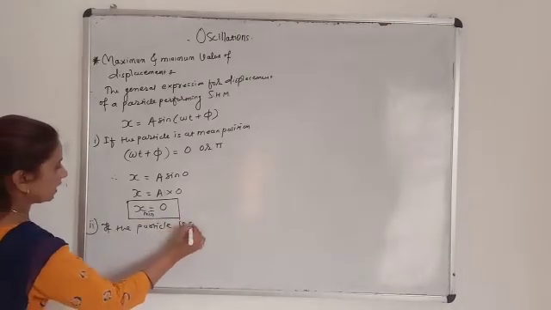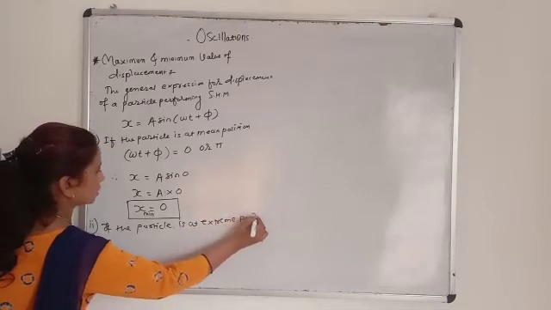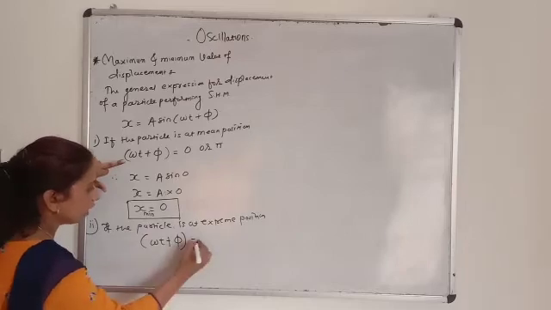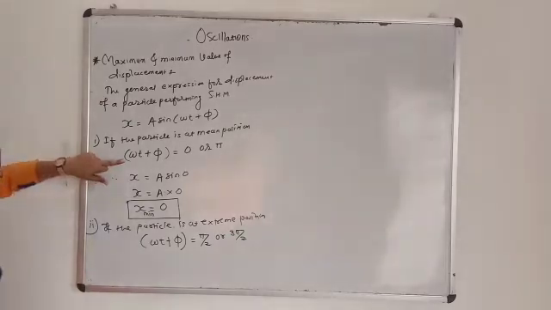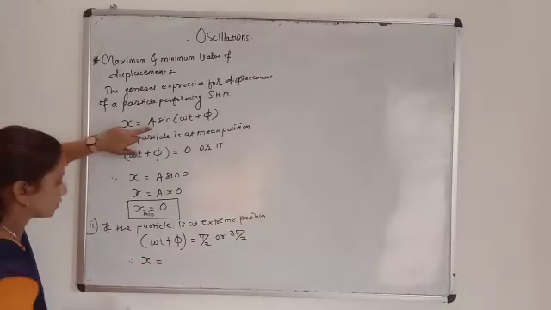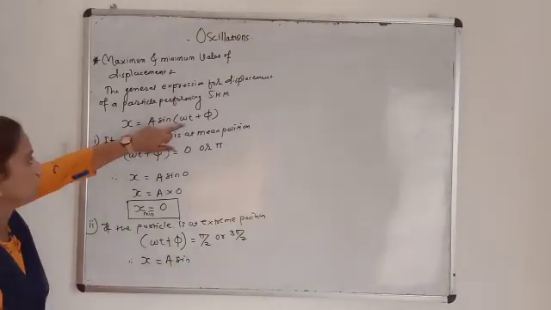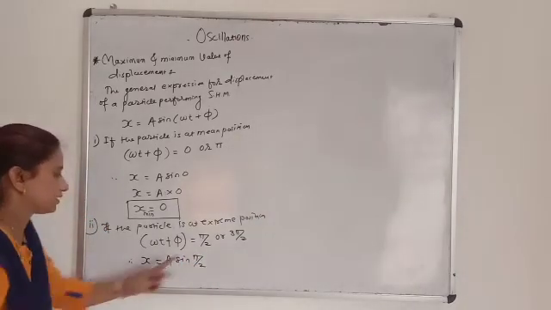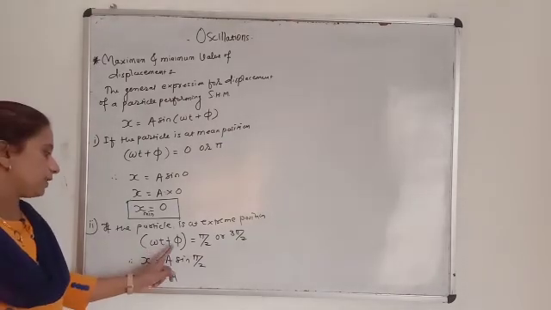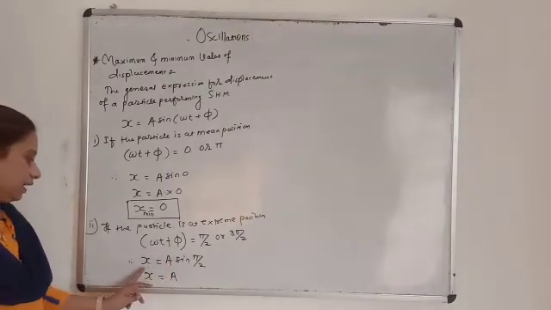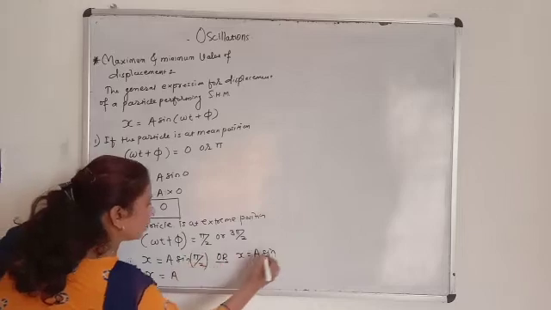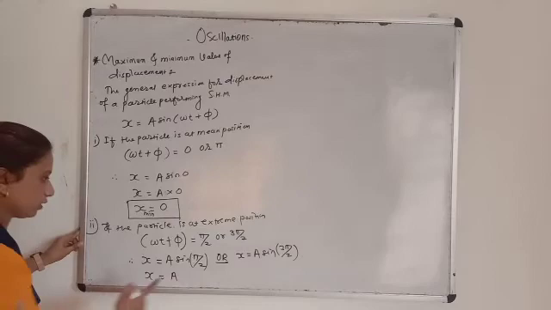if the particle is at extreme position, so at extreme position this phase angle omega t plus phi equals to pi by 2 or 3 pi by 2. So here in the above general expression, displacement x becomes x equals to a sin of pi by 2, sin 90 is 1, so x equals to a. And if in place of omega t plus phi you put 3 pi by 2, then x equals to a sin of 3 pi by 2, and sin of 3 pi by 2 is minus 1, so this becomes minus a.